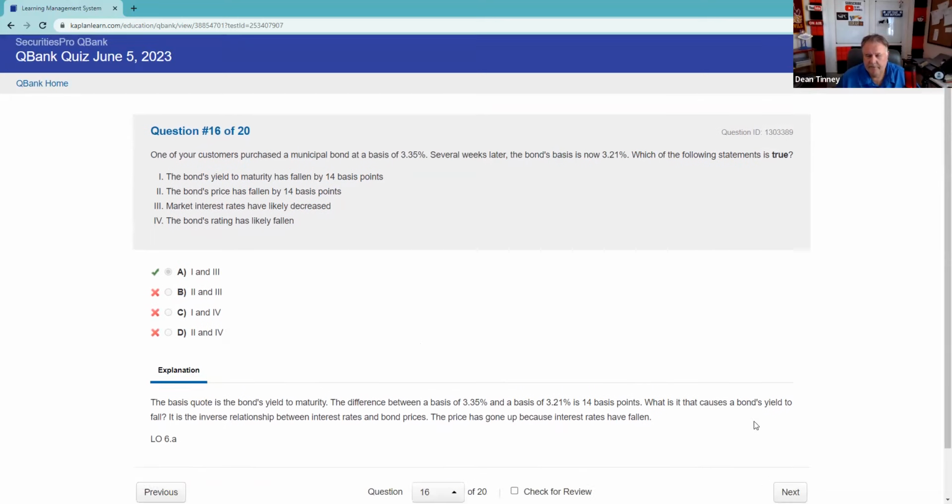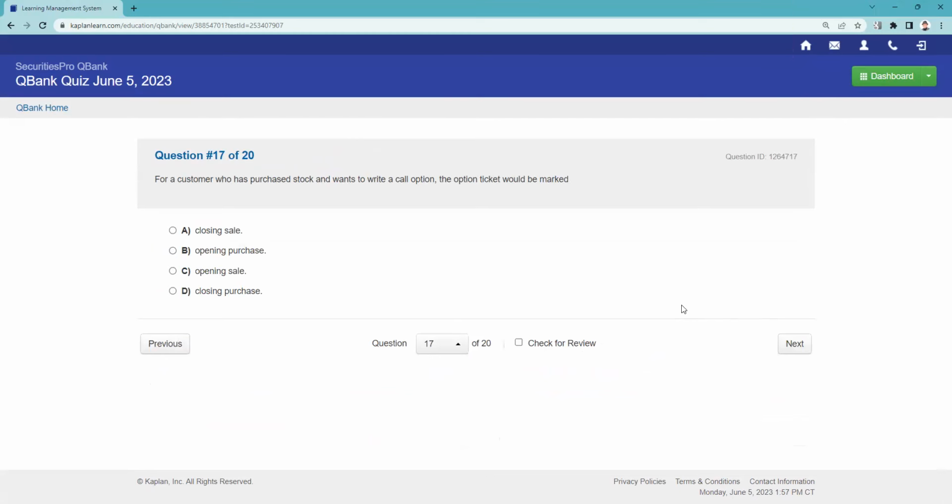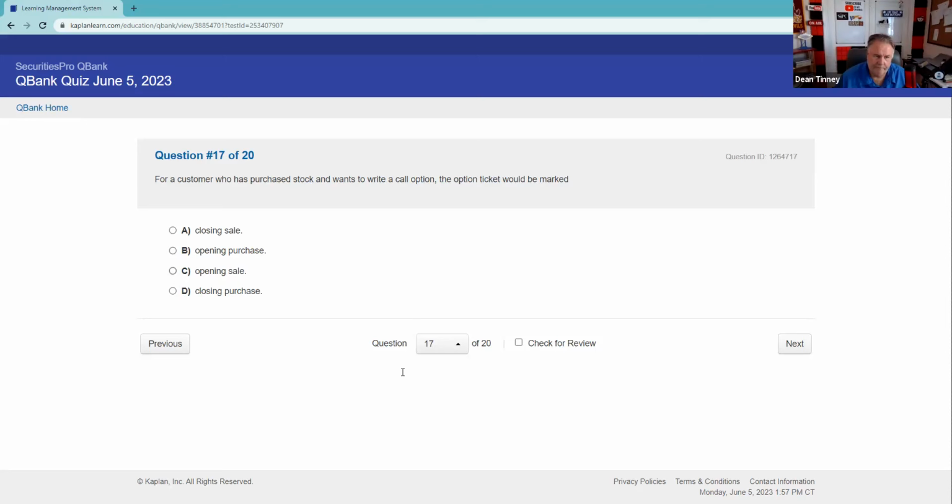So excellent. Excellent. For a customer who has purchased stock and wants to write a call option, the order ticket would be marked. This is very much a test answer set. There's no draw of the test in which you're not going to encounter this answer set. For a customer who has purchased stock and wants to write a call option, it would be an opening sale. Excellent. Excellent.